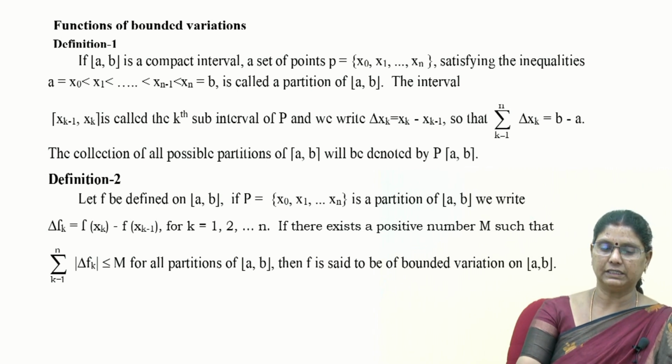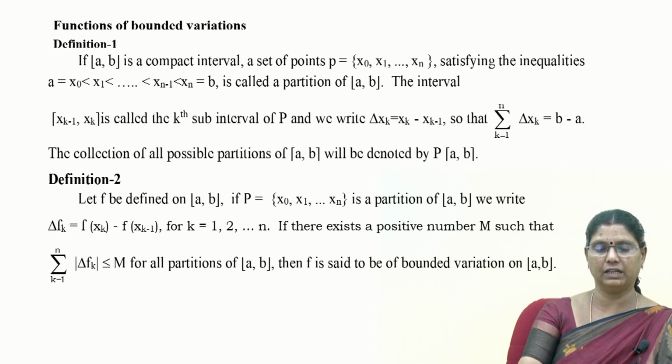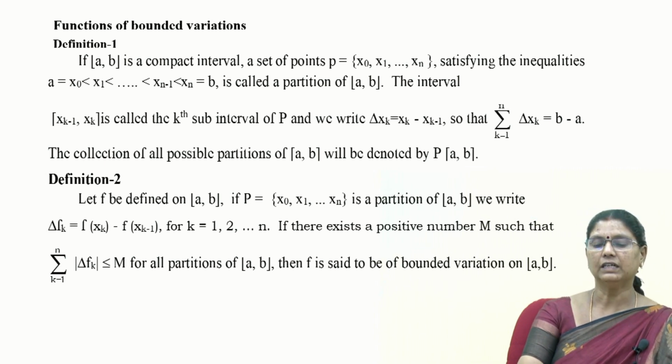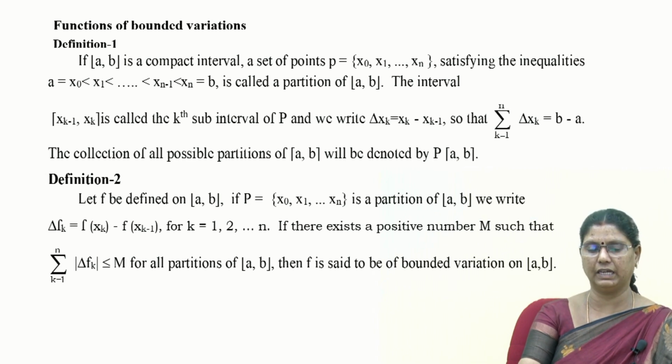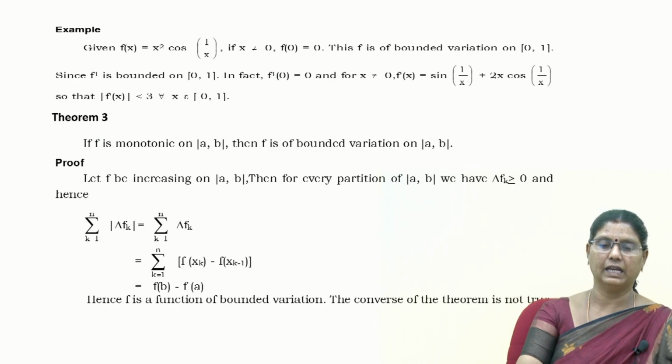The next definition states that f is defined on the closed interval [a, b]. If P = {x0, ..., xn} is a partition of the closed interval [a, b], we can write Δf_k as f(x_k) minus f(x_{k-1}), where k varies from 1 to n. If there exists a positive number M such that the summation of |Δf_k| is less than or equal to M for all the possible partitions of the closed interval [a, b], then we say that f is of bounded variation on the given closed interval [a, b].